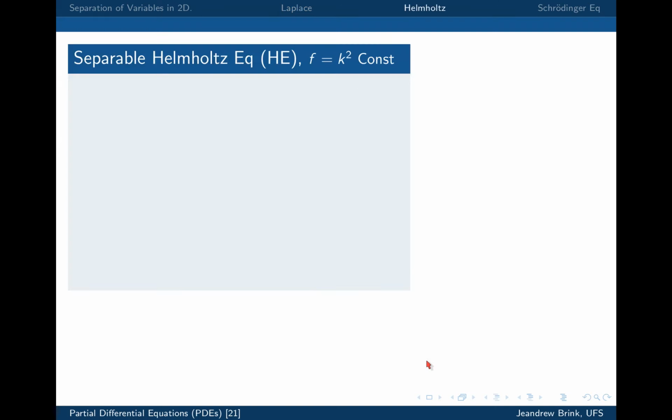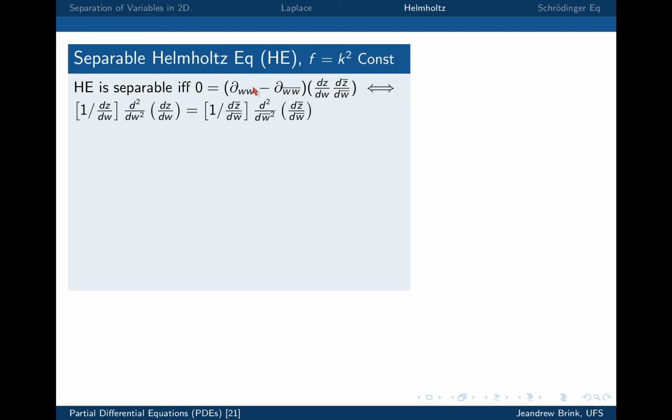Okay, so Helmholtz equation, f is a constant, just rewriting what I had in the previous slide. It's separable if and only if, I'm just going to use this criterion, that thing is true. And writing this thing out, I can actually do a separation argument.